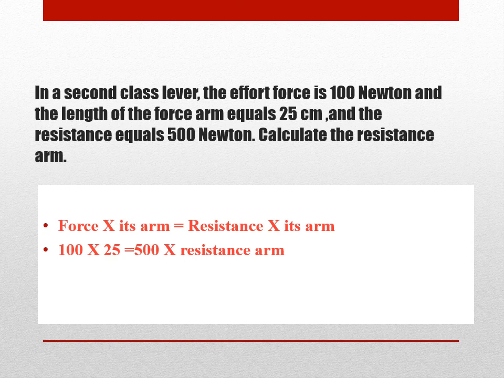Force equals 100 Newton. The force arm is 25 centimeter, so we write 25. The resistance equals 500 Newton, so we write 500. And the resistance arm is unknown. So the resistance arm equals 100 times 25 divided by 500. The result will be 5 centimeter, and you should write the unit centimeter because it's a distance. Resistance arm here equals 5 centimeter.